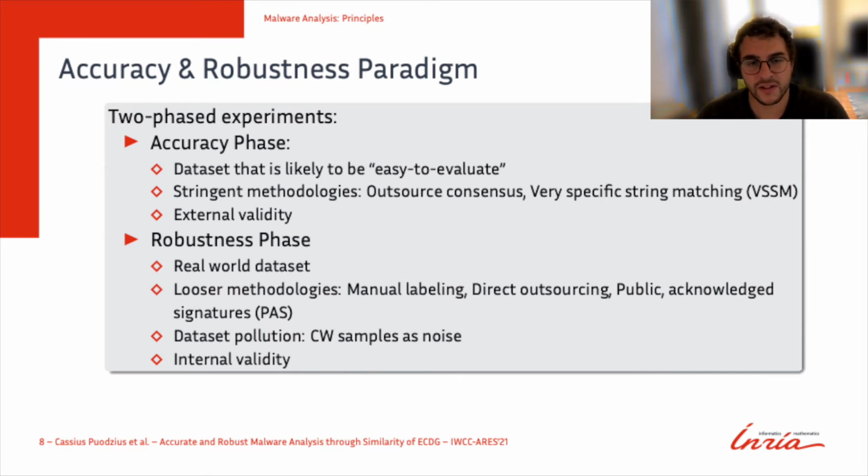The accuracy phase is performed on a dataset that is, by construction, easy to evaluate and relies on external validity, such as the measurement of the F-score with respect to some external ground truth. To build this dataset, it's necessary to follow some stringent methodology, such as labeling consensus with different tools or sources, as in the work presented in the previous slide, or labeling through some very specific string matching, such as proposed by Florian Roth as part of the YARGEN tool.